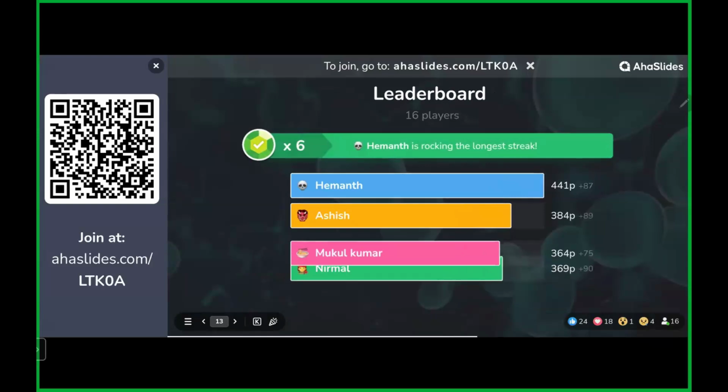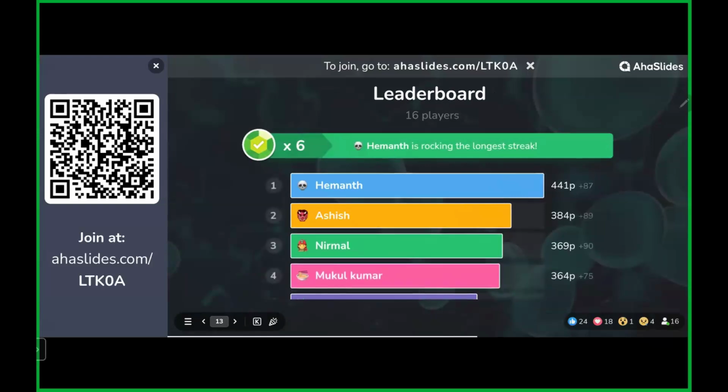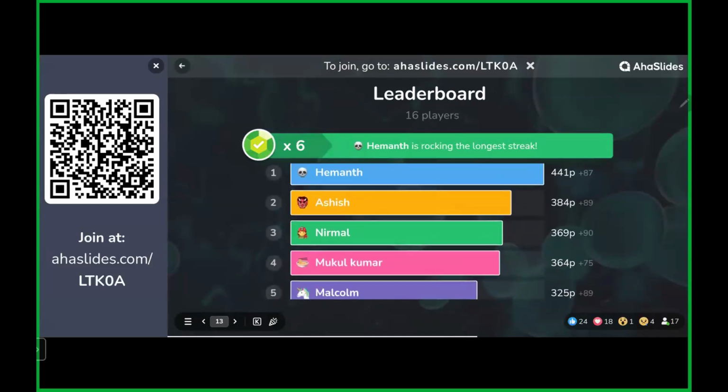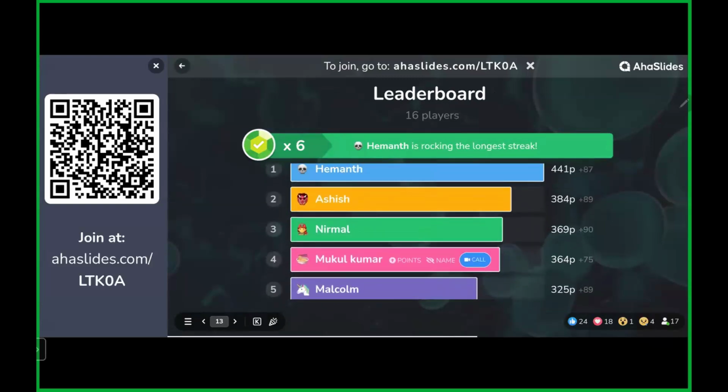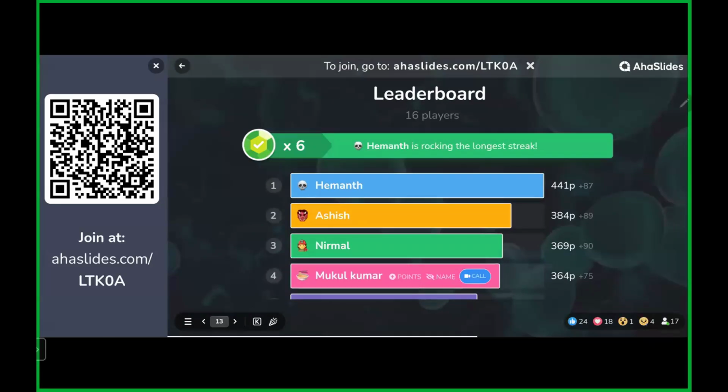Hard, tricky, easy. We have a new player among us, Nirmal, who is right now in third position. So right now we have Hemant, followed by Ashish, Nirmal. At fourth place we have Mukul, and at fifth place we have Malcolm. Many more questions, guys, so be on track. Let's move on to the next question.